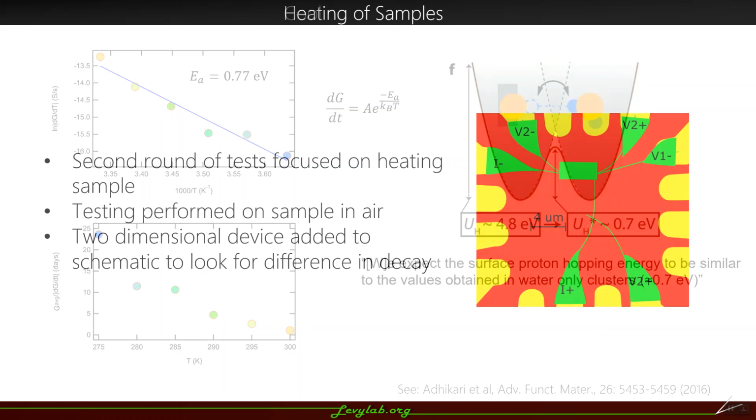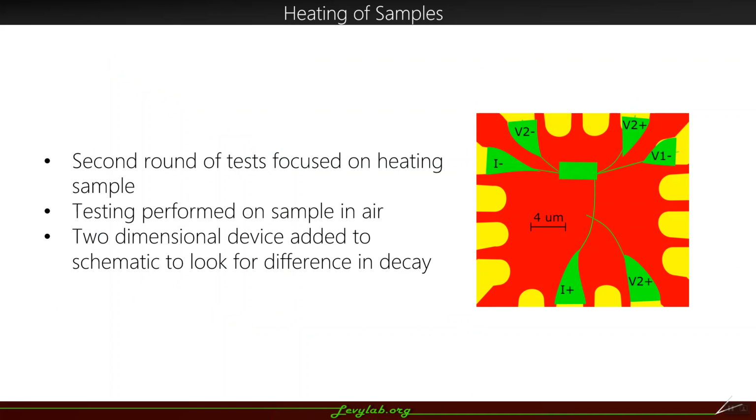We then wanted to look at both the cooling and the heating of these samples. So we focused primarily on the heating while still investigating the cooling. We again performed the test on a sample in air with the air sealed in the chamber, and we added a two-dimensional device to the schematic to see if there was any difference in the decay between the one-dimensional device, this nanowire, and the two-dimensional device, this box. There's no significant difference, so we're going to focus just on the one-dimensional data.